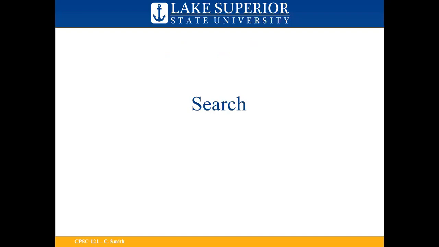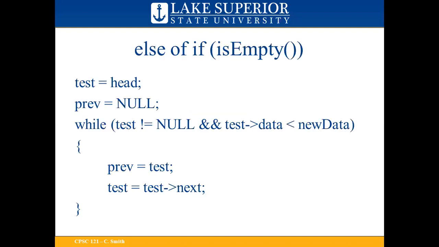The next thing, so if it's not empty, we have to do a search. And that search, so this is the else of the if is empty. So the search is pretty simple. We have 2 locally declared pointers to list nodes. One is test and one is previous. Test is set equal to head, previous is set equal to null. This sets up the while loop.